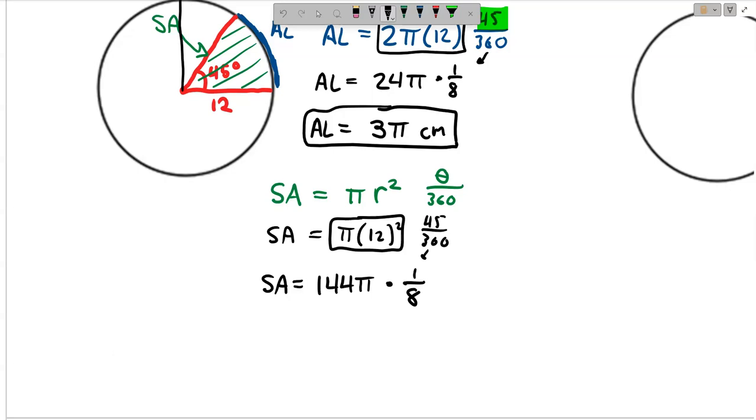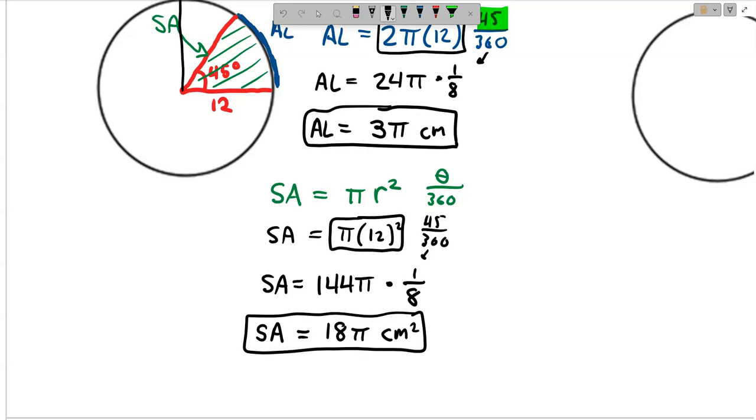And so in this case, my sector area is going to end up being about 18 pi square centimeters. That's going to be my final answer for that part of the problem.